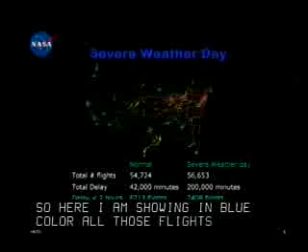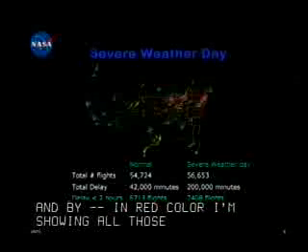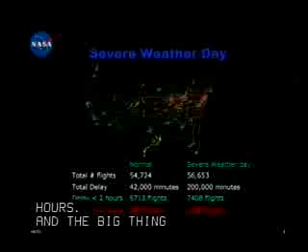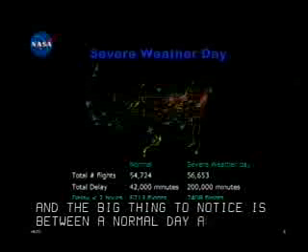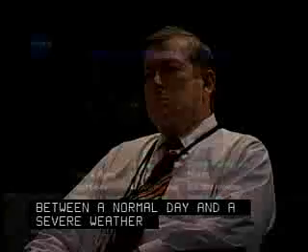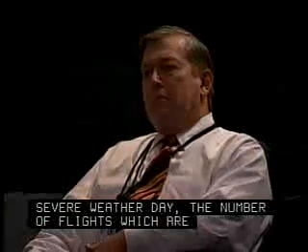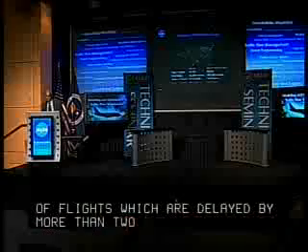So here I am showing in blue color all those flights which are delayed by less than 2 hours. And in red color, I am showing all those flights which are delayed by greater than 2 hours. And the big thing to notice is between a normal day and a severe weather day, the number of flights which are delayed by more than 2 hours almost triple. And could I have the animation, please?